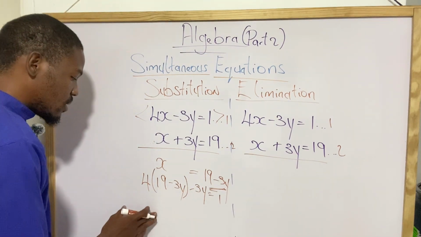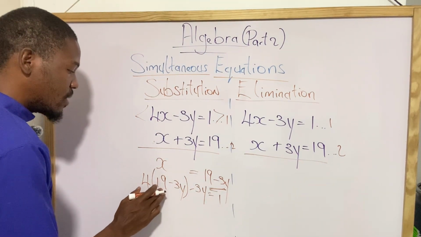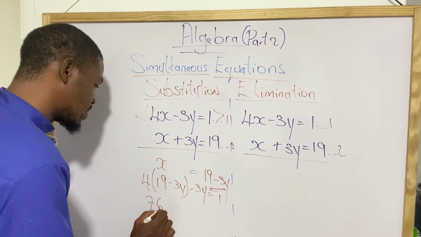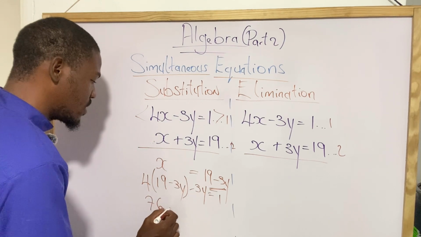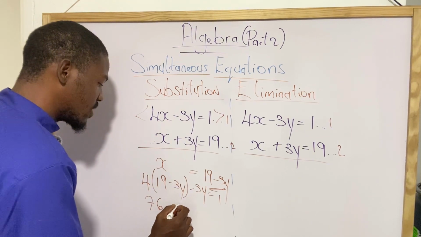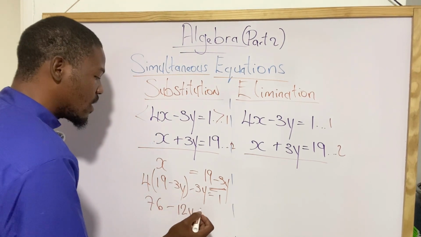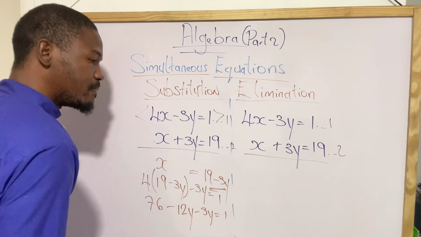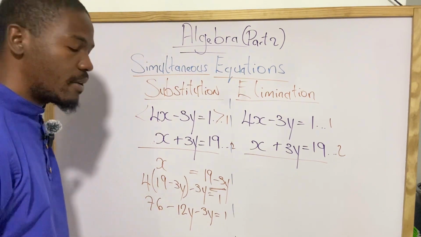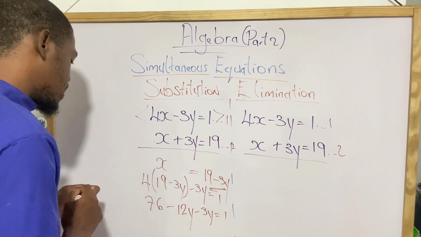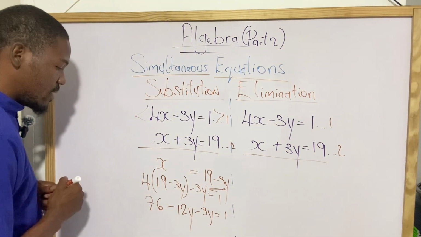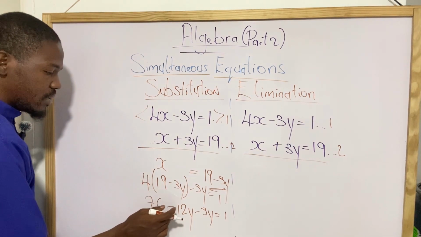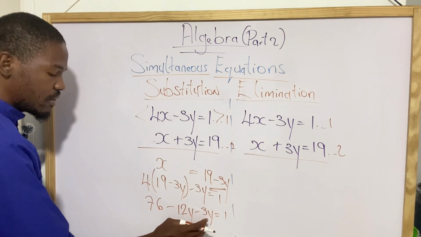Now, let us continue here. We know that 4 times 19 is going to give me 76, right? 4 times 3y is going to give me 12y. And we just rewrite minus 3y equals 1. Simple so far, right? Just for the sake of space, I'm just going to come over here to my left. So I'm just continuing from here to right here. So 76 minus 12y and minus 3y.